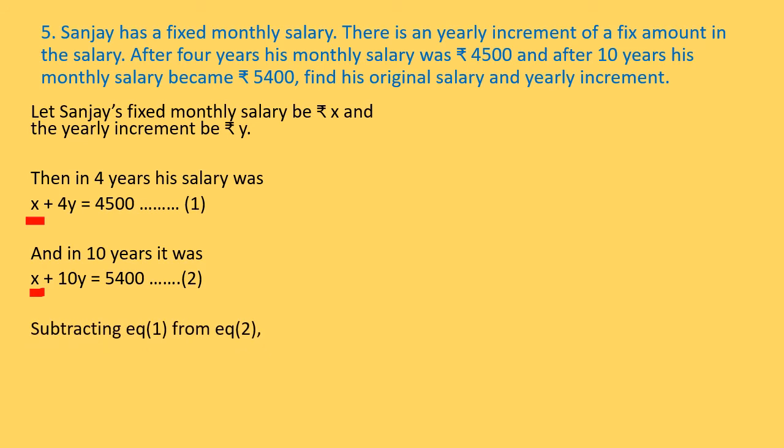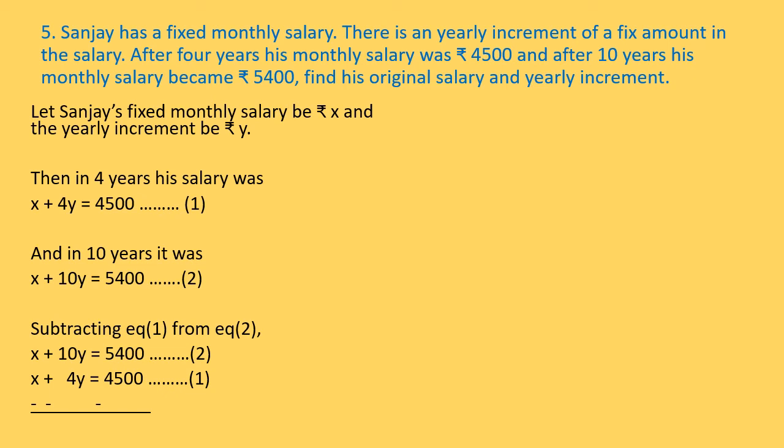So subtracting equation 1 from equation 2. Why do I say equation 1 from 2? Because 2 is having 5400 and 1 is having 4500. So we always subtract the smaller number from the bigger number, and that's why we subtract equation 1 from equation 2. Equation 2 we write up, equation 1 we write down, and when we subtract, the signs will change. So x will become minus x, plus 4y will become minus 4y, and 4500 will become minus 4500.